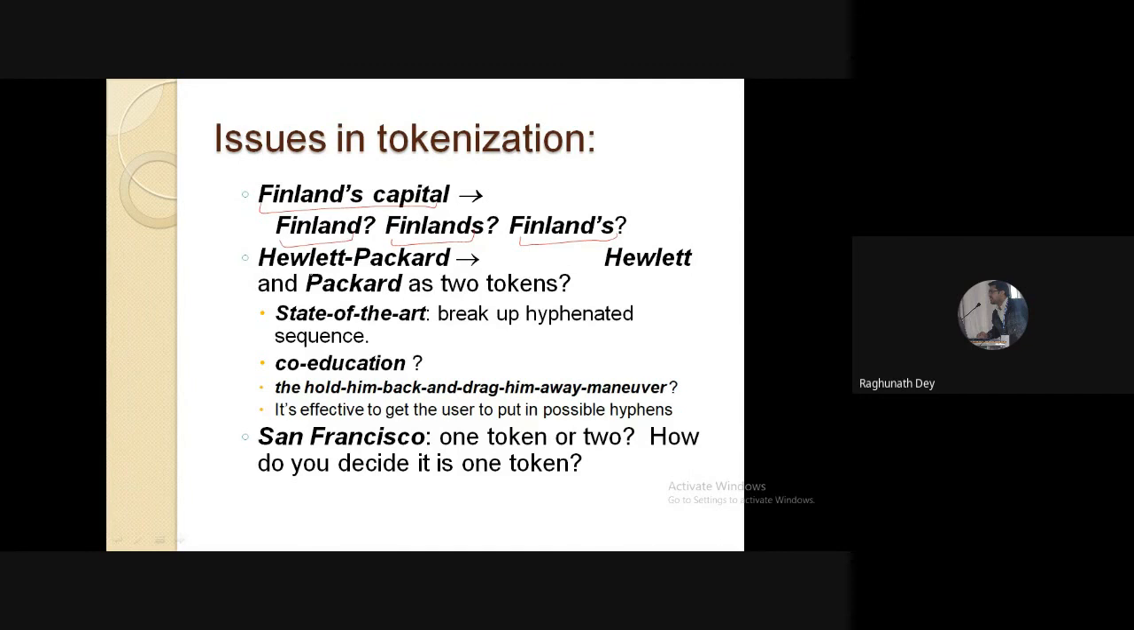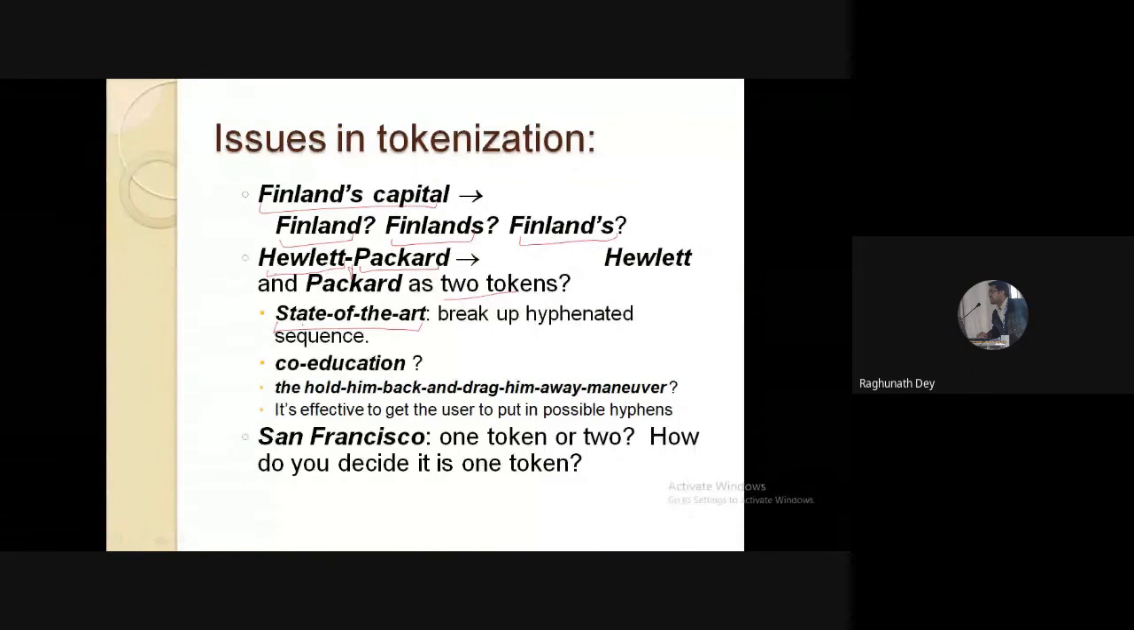Hewlett Packard, HP. You cannot say this is a separate term, this is a separate term. This is a combined phrase, Hewlett Packard. Should I consider it two tokens or a single token? It's a question. How to handle this hyphen? Should I ignore that or should I keep that? Several things should I consider when I am going to build the indexing system. Like a term, a phrase, state-of-the-art.